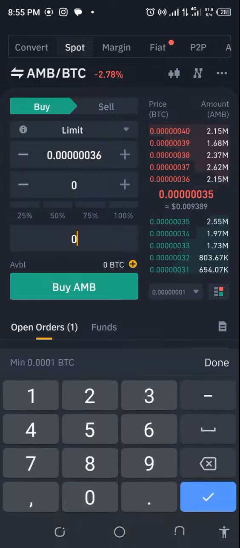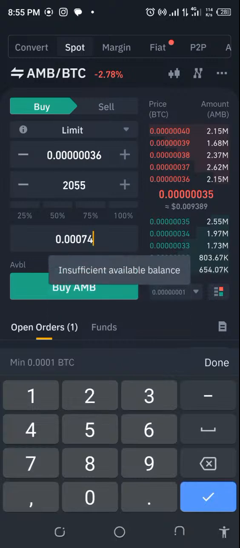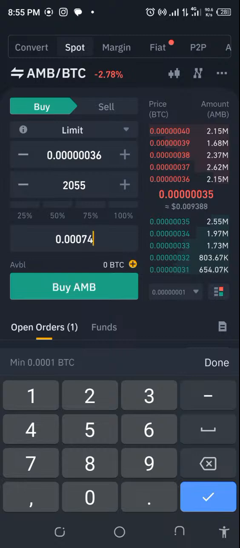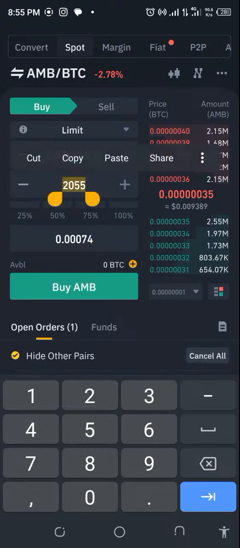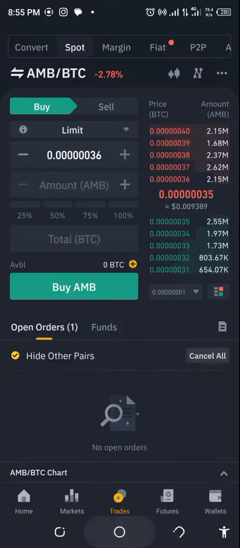So we're going to put 0.00074. That was what we got. Wow, 20.55. That's really low. This is gonna be bought immediately. But would we make money from it? That's the thing. We don't know.